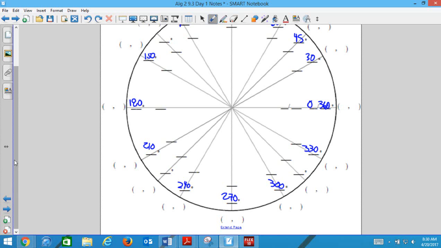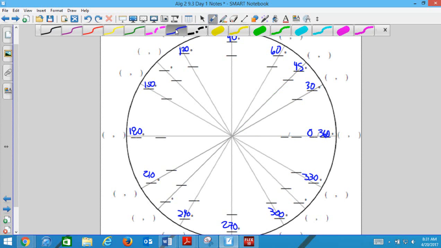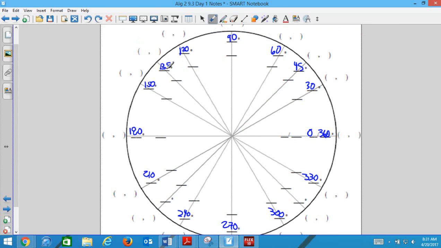So I just need to go back and put in the multiples of 45. So this one here is 45. This one is twice 45. This one's going to be 3 times 45, which is what? 135. Good. And then we've got 180 plus another 45, 225. And then plus another 45 is 270, plus another 45 is 315. So we got all of our angles.